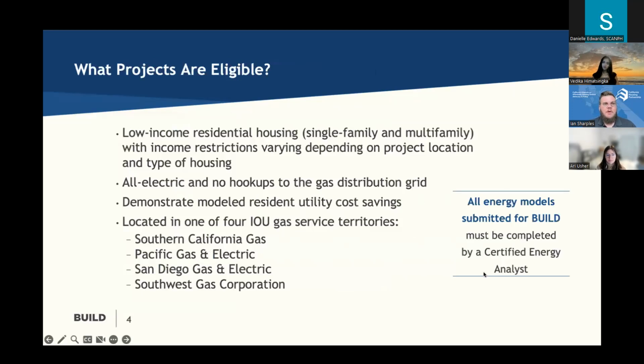In terms of what projects are eligible, it is low-income residential housing. The income restrictions vary a little bit depending on project location and the type of housing. If you're interested, give me a call. I'll be able to go over that with you. It also needs to be all electric with no hookups to the gas distribution grid. You do need to demonstrate resident utility savings, and it does need to be in one of the 4 IOU gas service territories. One thing to note is that for the TA services, it isn't just developers who are able to access these services. Other stakeholders such as architects and designers are able to access them as well.